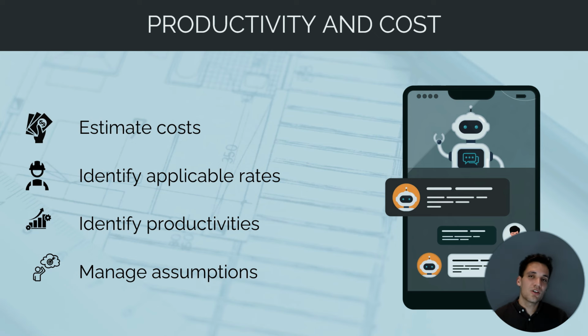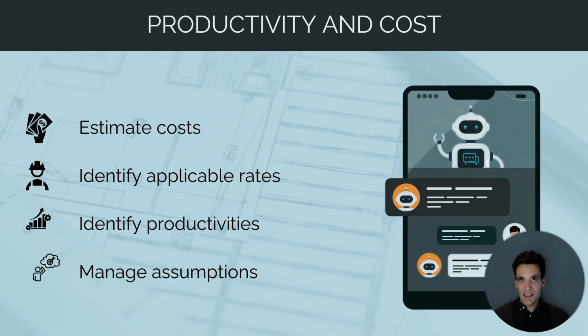Obviously it's always going to be more accurate to get quotes from the market, to get proper information, but ChatGPT is actually quite good at roughly guessing cost. So if you look at what we can use ChatGPT for, based on the area we're in and the market we're working in, we can just ask ChatGPT to estimate the cost for us. We can also ask it to identify applicable rates, both cost rates, but also production rates.